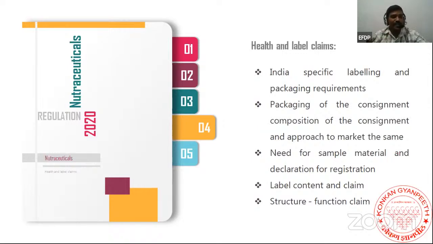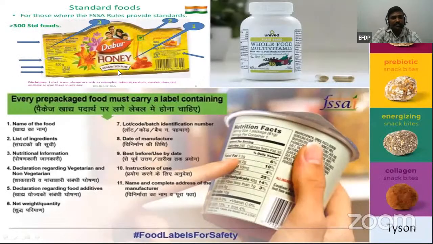Then the consignment of the packaging, whether it is Tetra Pak or a different method we are utilizing for the packaging. So it is very important that we think about the packaging, the consignment, and the label content. Just to give you one example, see Dabur Honey, which is now considered a food product. So we require the name of the food, list of ingredients, nutritional information, a declaration regarding vegetarian, a declaration regarding the food additives being utilized, and the COA of every product.